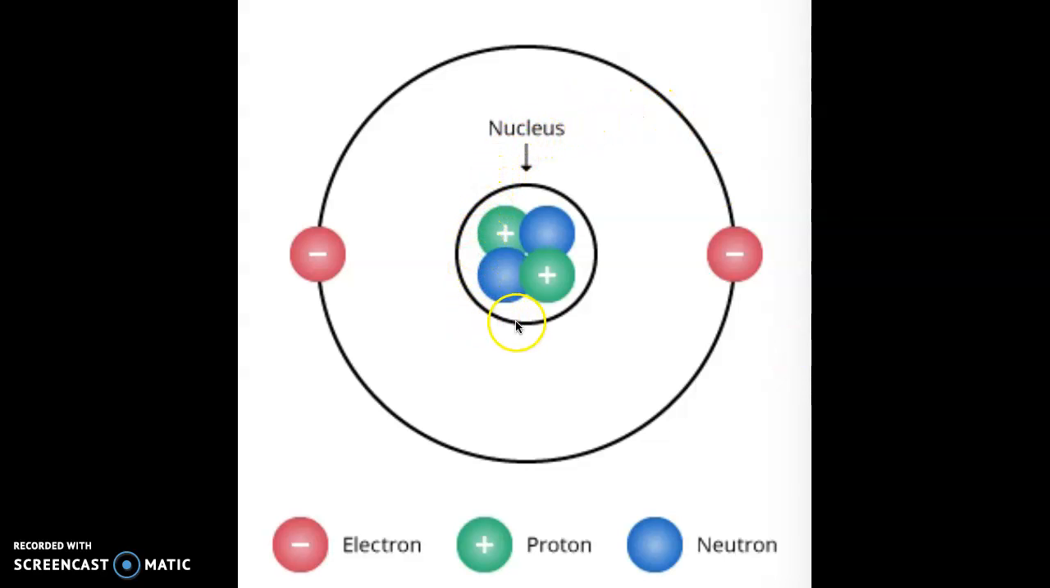Surrounding the nucleus, we have another kind of particle, and that is the electron. And they are these little red circles with the negative sign, and they orbit the nucleus just like the planets orbit the sun. So knowing that, let's get started with some problems.